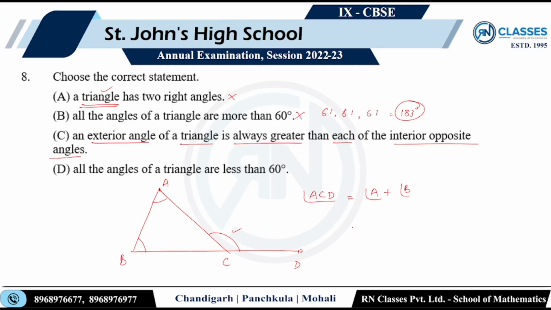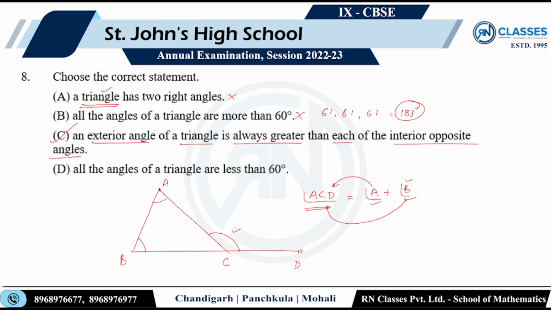अब मुझे ये एक बात बताओ, एंगल A से बड़ा होगा ACD? यस, होगा ही होगा, क्योंकि उसके अंदर B ऐड हो रहा है. B is some quantity. B बड़ा होगा ही होगा A से. अगर A को मैं बहुत छोटा भी ले लूं तो भी कुछ क्वांटिटी तो होगी ना A की. तो ACD will always be greater than A and B individually. होगा ही होगा. C part.